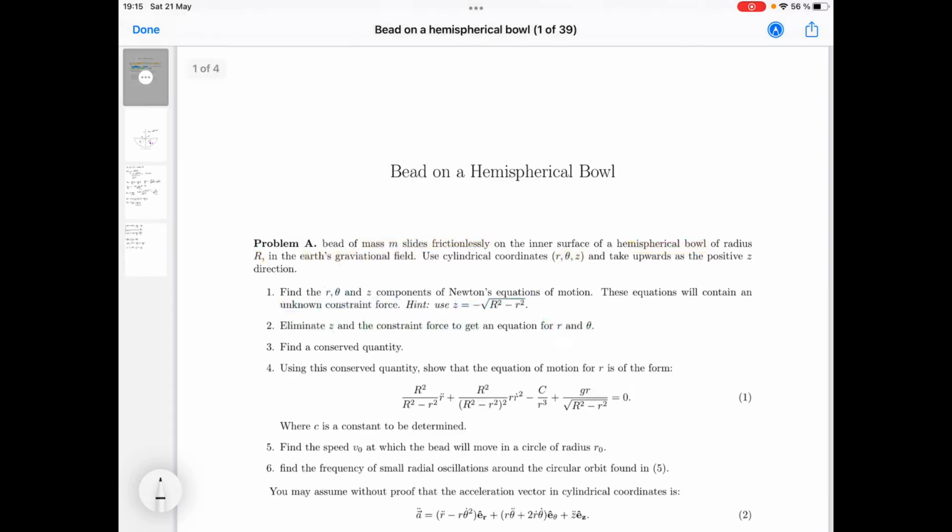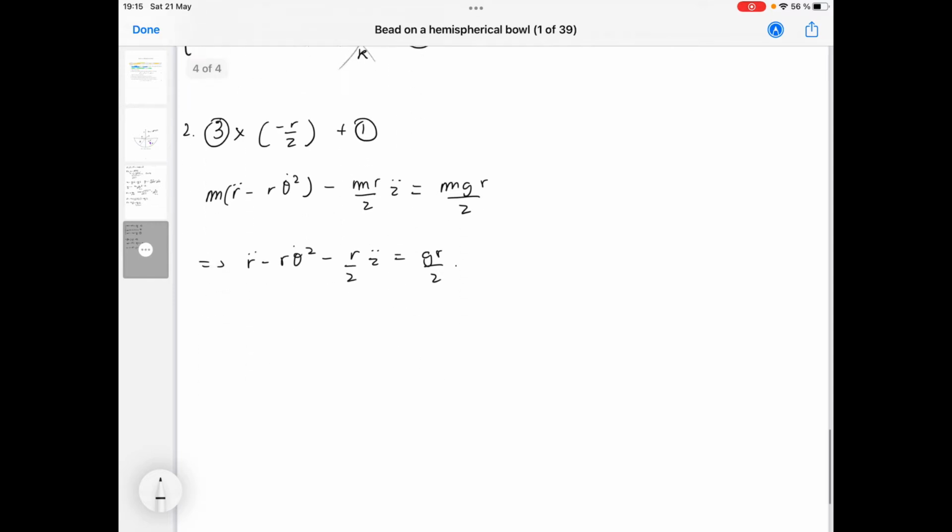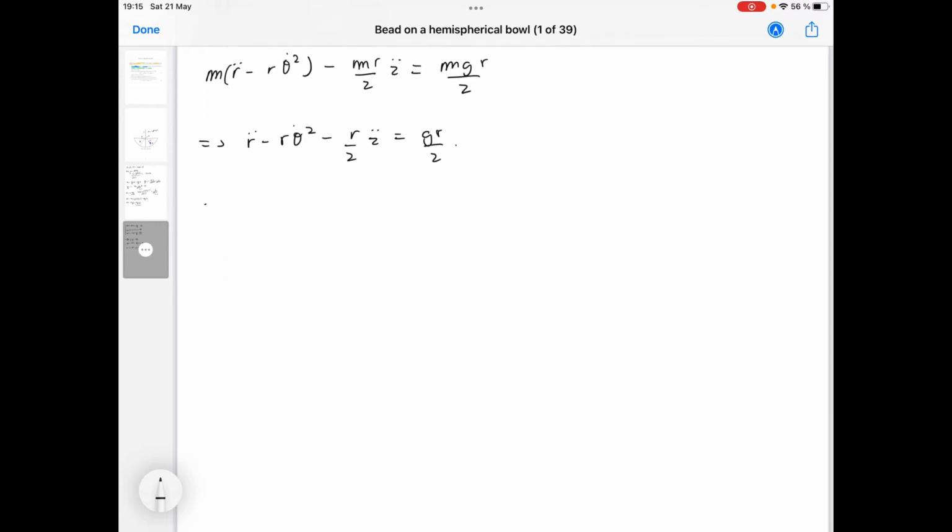And so in the next part of the question, they were asking us to also eliminate z. And how can we eliminate z? So we know that there's a constraint on z. The constraint on z is that z is minus the square root of R squared minus r squared. And so we can use this to find z dot and z double dot. So we see that z dot is just going to be r dot times d by dr of minus the square root of R squared minus r squared. And that's just going to be r over the square root of R squared minus r squared times r dot.